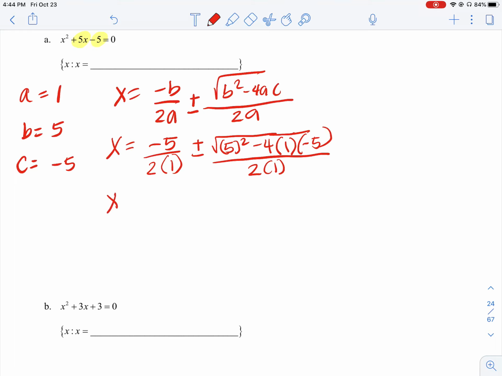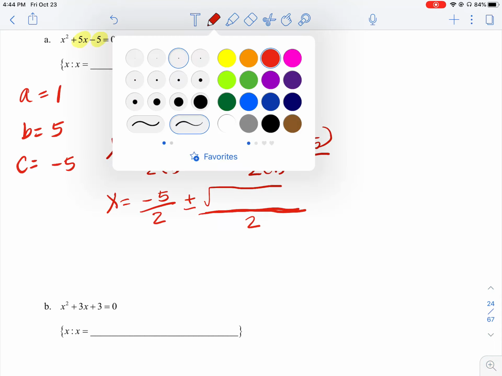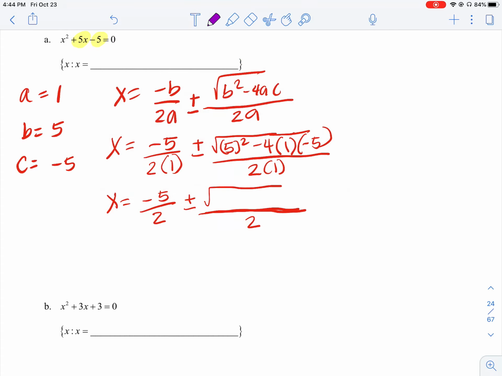Moving on, I have x equals negative 5 over, I think 2 times 1 is just a 2. And then we'll leave it alone for now. We have the square root of, and you know how the bottom of it is 2 times 1, which is also 2, so I'm going to put 2 right there already. So let's solve the one in the square root. We have 5 squared. What's 5 squared? 5 times 5. That's 25.